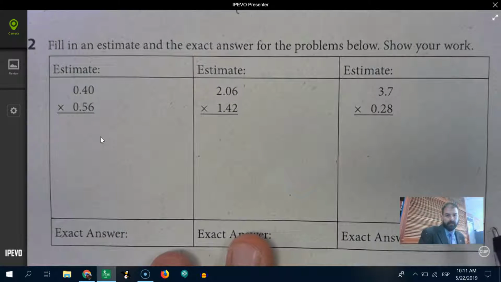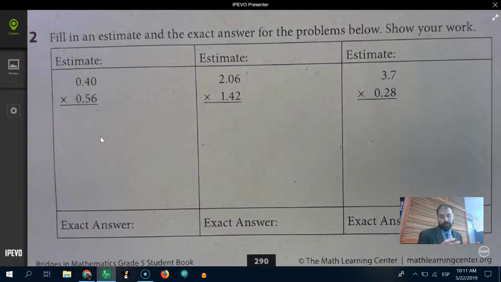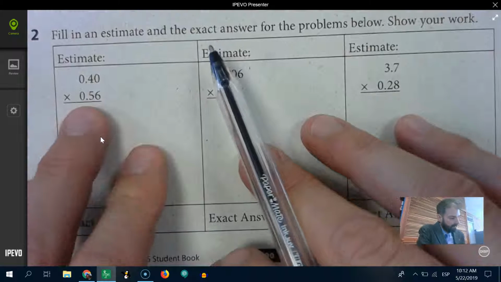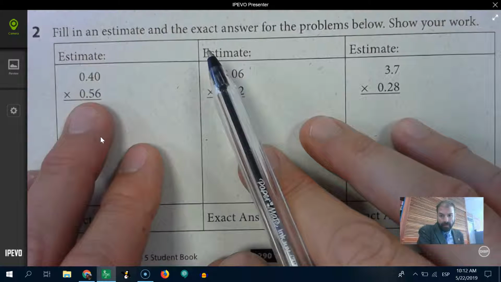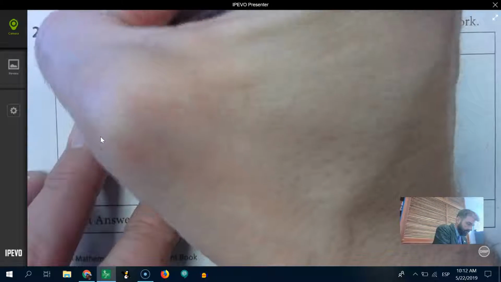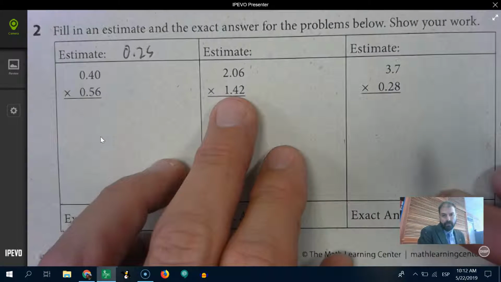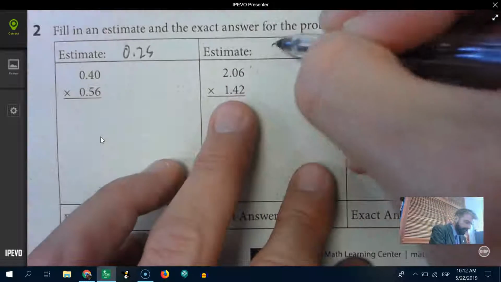Fill in an estimate and the exact answer for the problems below. Show your work. Okay, so now I need to take the standard algorithm, which I should have learned in Unit 5, and do this work. My estimate here is, I have 5, let's say about 5/10 times 5/10, so that's like 25 hundredths. So my estimate is around 0.25. This is about 2 times 1.5. So 2 times 1 is 2, 2 times 2 is 4, so 2 times 1.5 would be about 3.